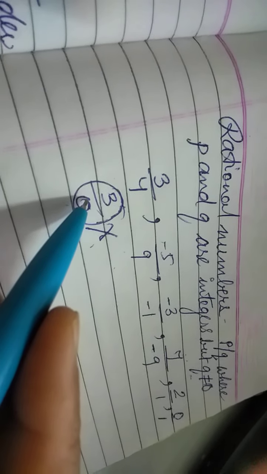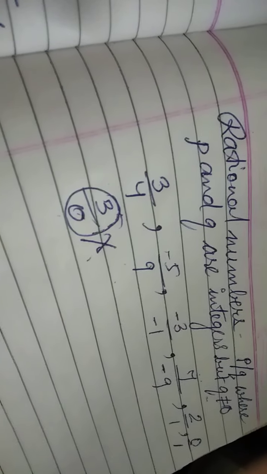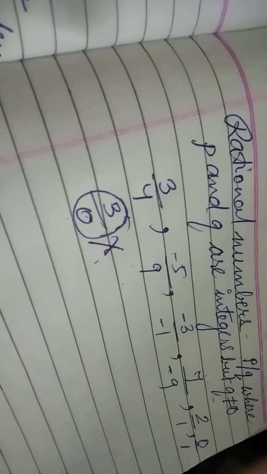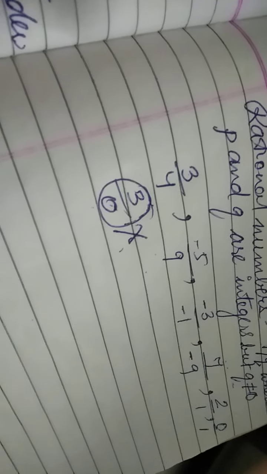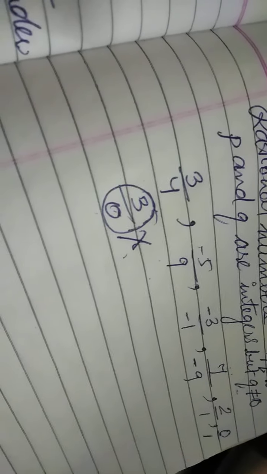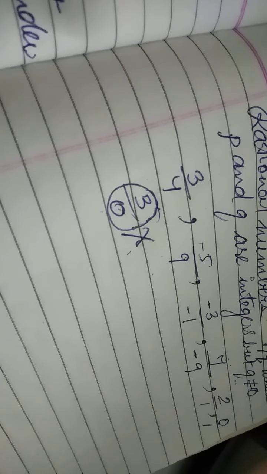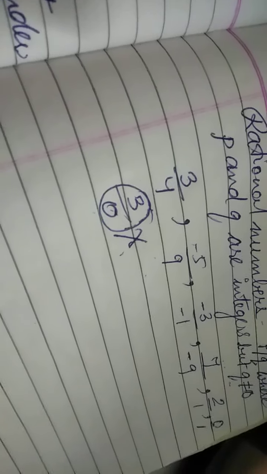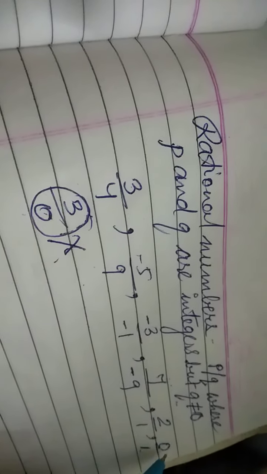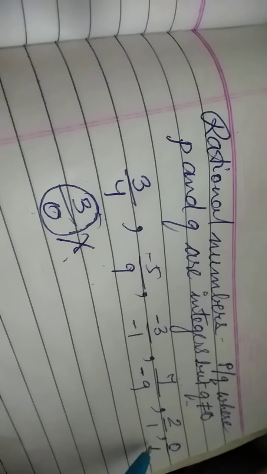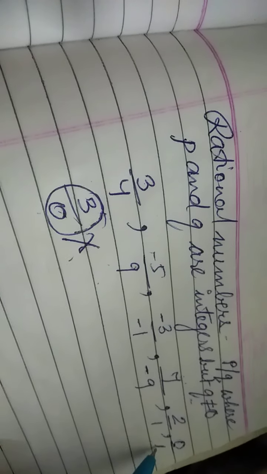Now when we go towards the exercise, the first question of the exercise is: is 0 a rational number? Can you write it in the form P upon Q, where P and Q are integers and Q is not equal to 0? Yes. Just now I told you that 0 is a rational number and it can be written in the form P upon Q, where Q is not equal to 0.